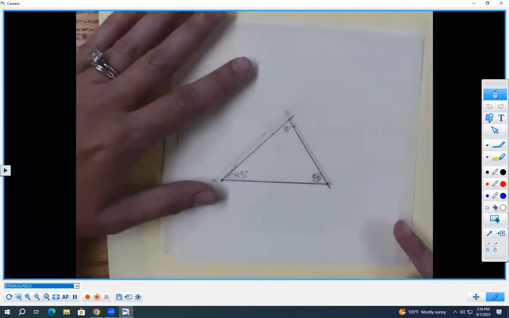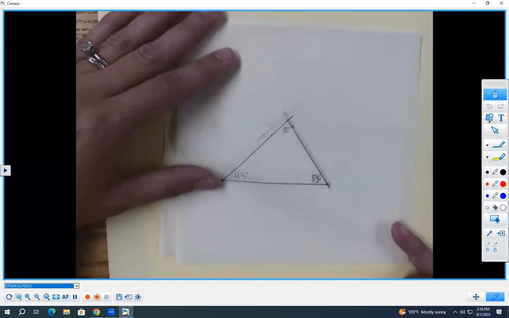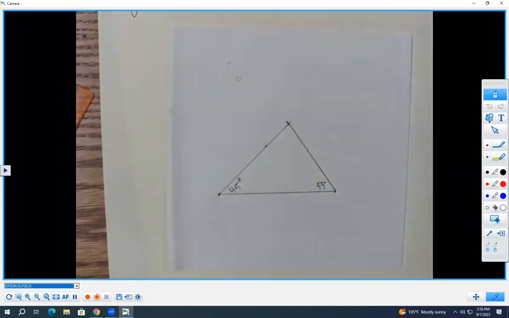Why? Did we draw them wrong? No. Even if we lined up on this side, this angle matches too. Why are they all different? Because we used different side lengths.